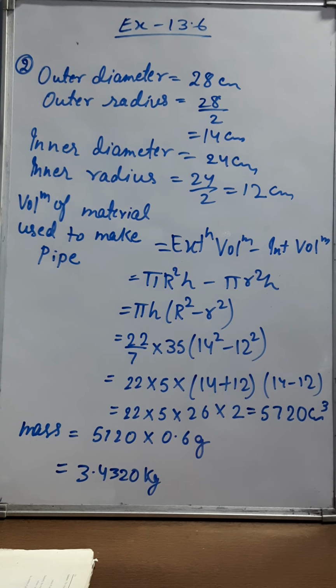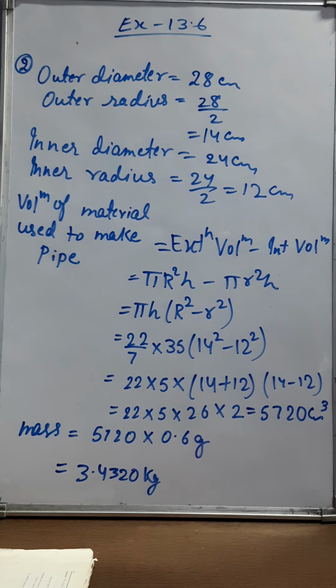Question number 2 says, the inner diameter of a cylindrical wooden pipe is 24 centimeter and its outer diameter is 28 centimeter. The length of the pipe is 35 centimeter. Find the mass of the pipe if 1 centimeter cube of wood has a mass of 0.6 grams.